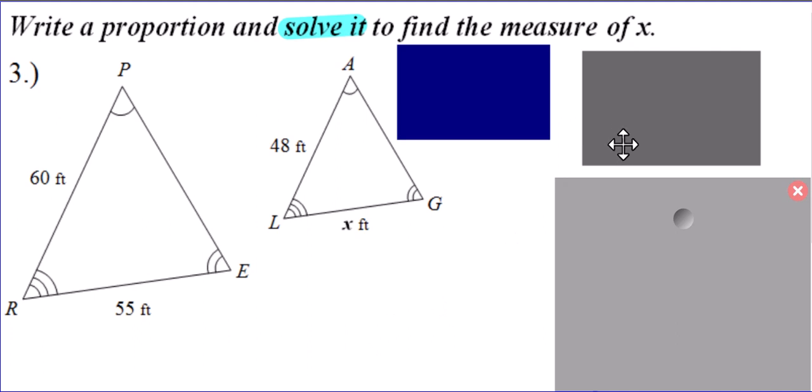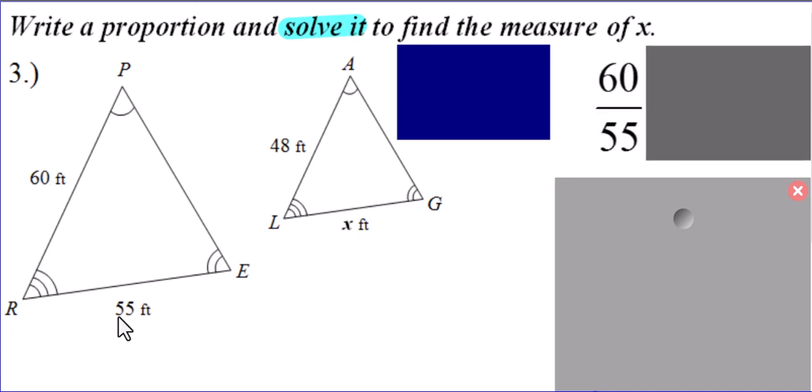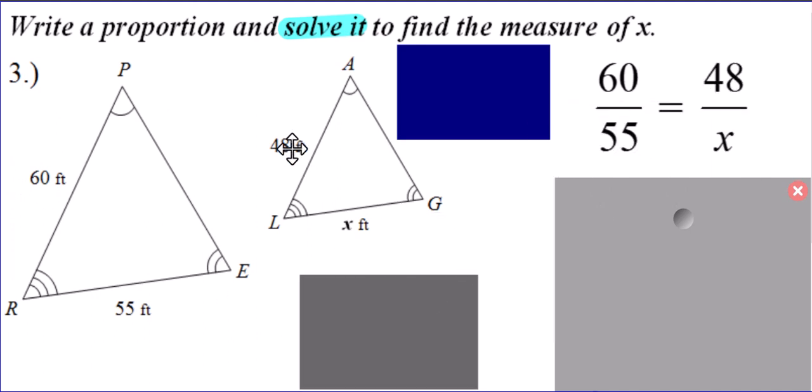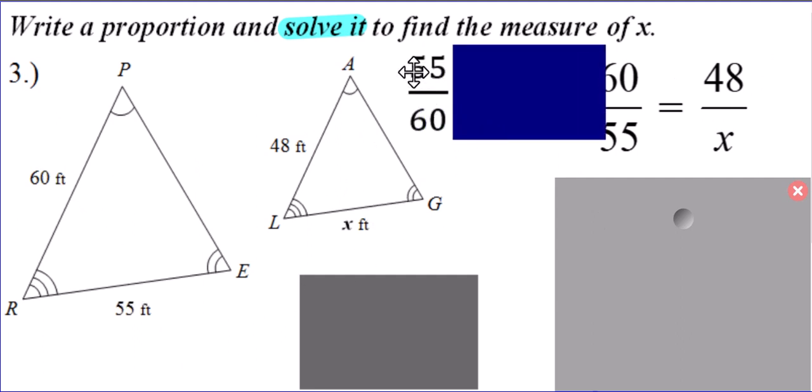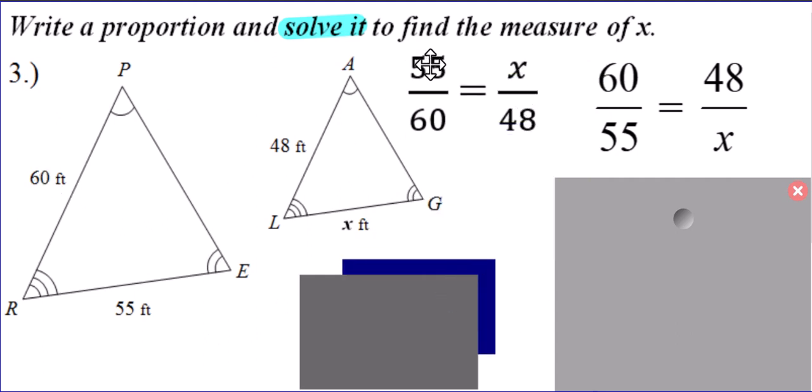All right, if you made your first fraction 60 over 55, which is the left side over the bottom side, then your second fraction must be set up the same way, the 48 over the x, just like it was 60 over 55. But if you decided to do the 55 on top and the 60 on bottom, then you would have to do the x on top, because x and 55 are the same type of sides, and 48 and 60 are the same type of sides, so that would be your second fraction, x over 48. I do not care which way you choose, pick whichever way you want. And if your left fraction is on the right and your right fraction is on the left, that's fine as well.